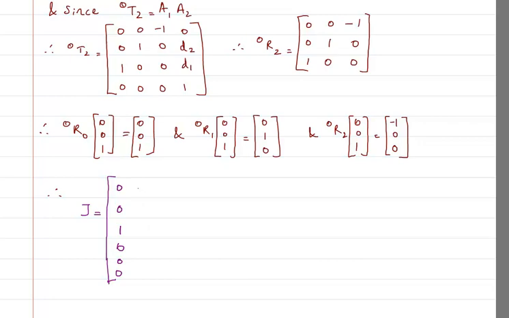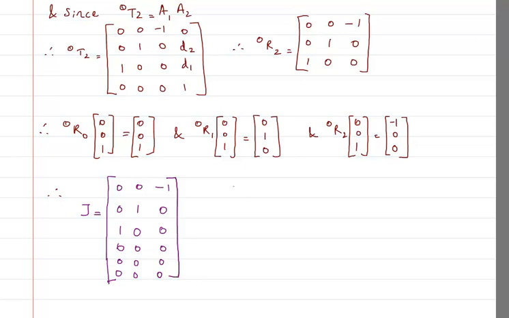Similarly, I am having 0, 1, 0 from this one, and then followed by 3 zeros because it's a prismatic joint. Similarly, the last one will be for 0r2, so it is going to be minus 1, 0, 0, followed by the 3 zeros. And that's how the Jacobian matrix will look. So based on that, I can find out the velocity kinematics.